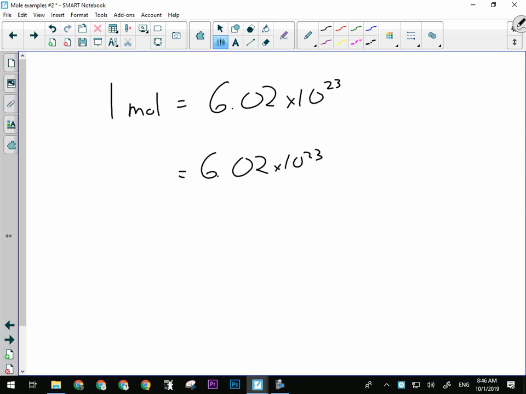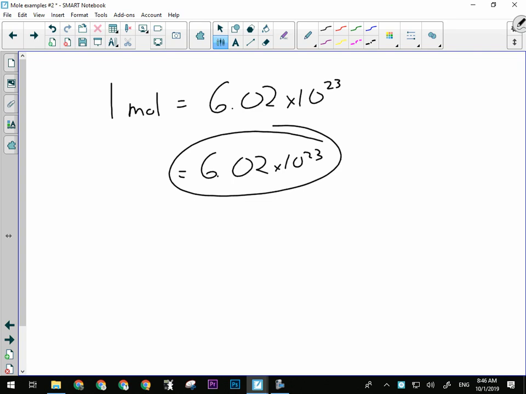So if I have 2 moles of something, I have 2 times this number, in the same way that if I have 2 dozen donuts, I have 2 times 12 donuts. Everybody follow there? It's really important that we get that Avogadro's number applies to everything universally.